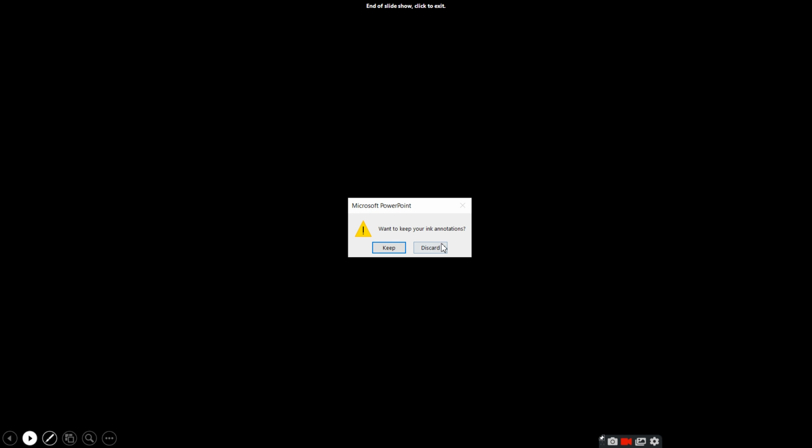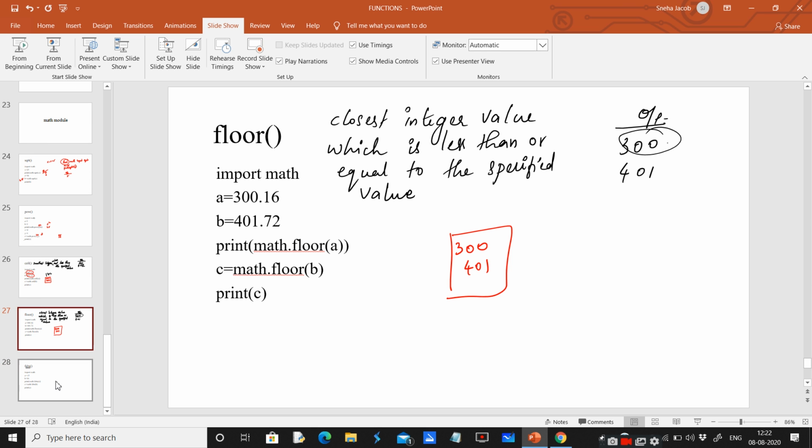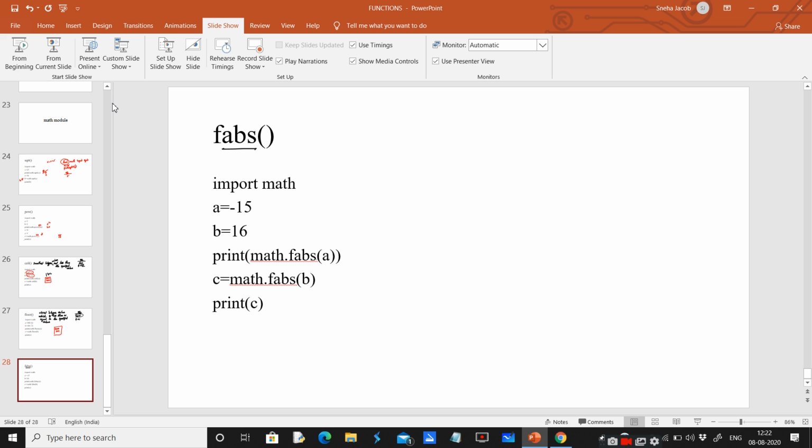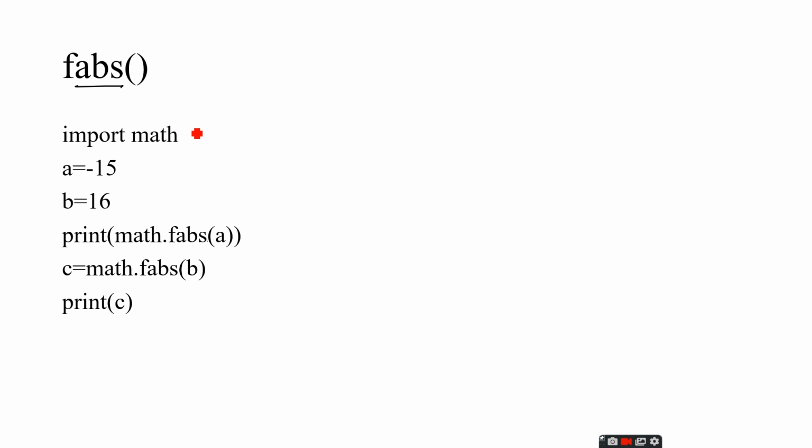Now next is the absolute function. It will give the absolute value. So import math, a points to minus 15, b points to 16. So the absolute value of a will be 15 and b will be 16. So print math.fabs of a. That means absolute value of a, that is 15. Now absolute value of b should be stored in c. That means 16. c points to 16. Print c. So this is the output.